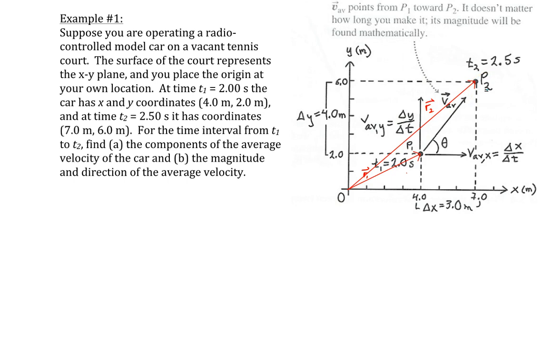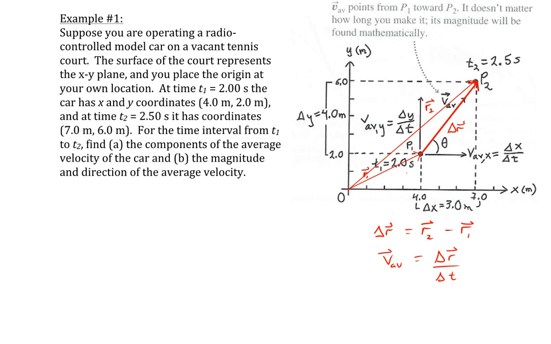And we could find the displacement between these two positions, which I'll label as delta r. And delta r would be equal to r sub 2 minus r sub 1. Once we know that displacement between position 1 and position 2, we can then find the average velocity by taking the displacement vector r and dividing it by the time interval delta t.